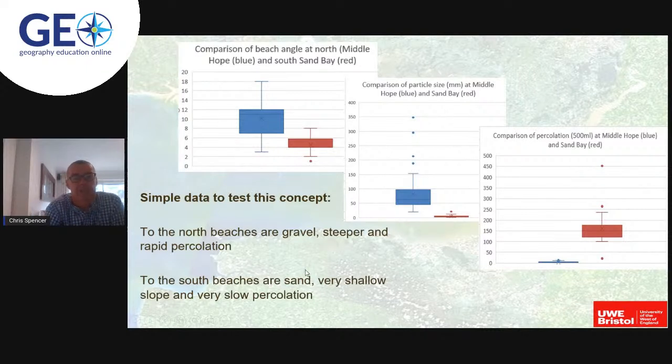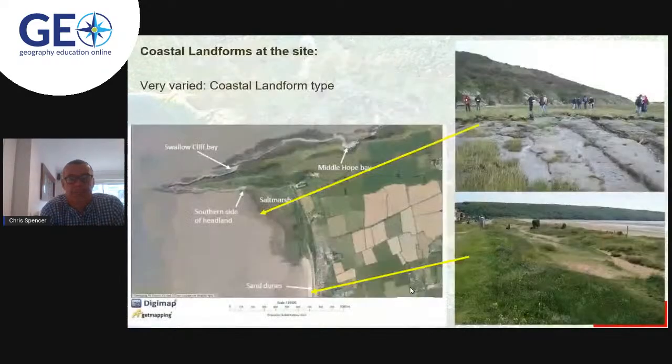On the northern side, we have gravel beaches that are steeper because of this rapid percolation, and to the south, we have the opposite. So again, one factor is changed here, the particle size, and we get a different morphology of our beaches.